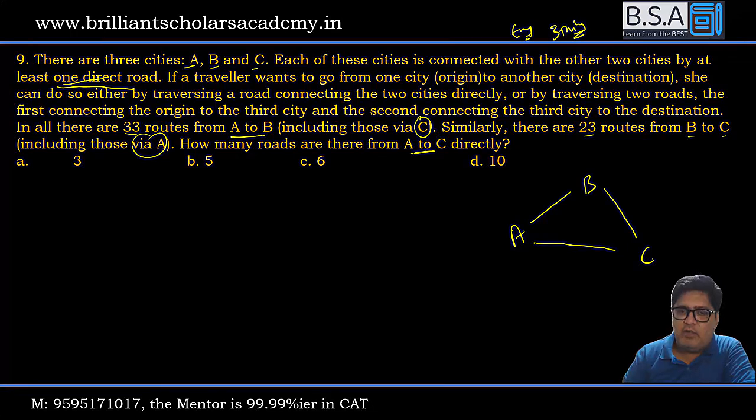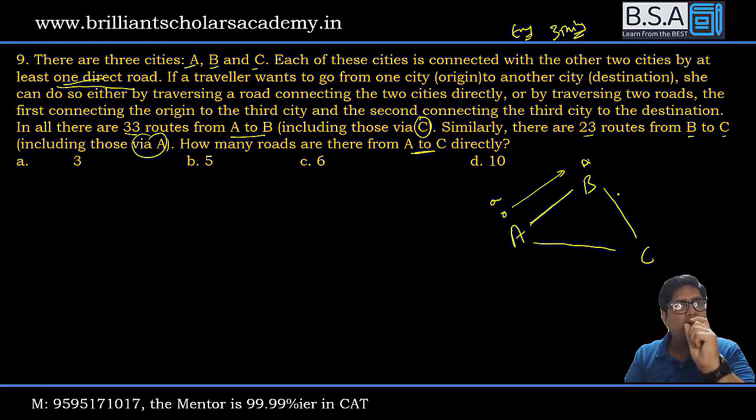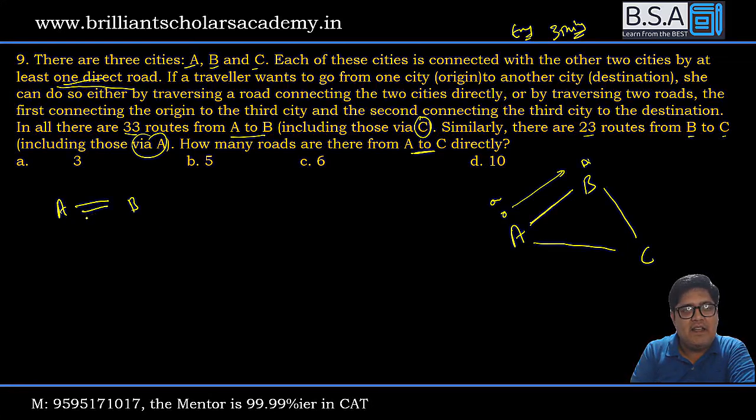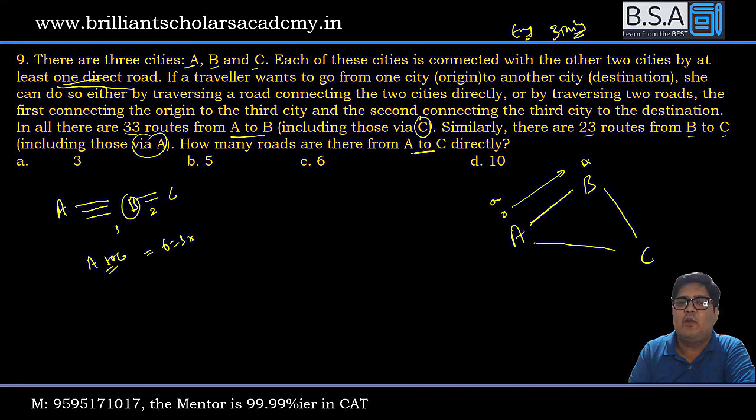If somebody wants to go from A to B, this is the origin, this is the destination. There are 2 possibilities. You can directly go on this road, or you can go to C and then come back to B. How do we count roads? If there is A, there is B, and there are, let us say, 3 roads, and if I want to go from B to C, there are 2 roads, in how many ways can a person go from A to C? Via B, the person can go in 6 ways, which is 3 into 2.